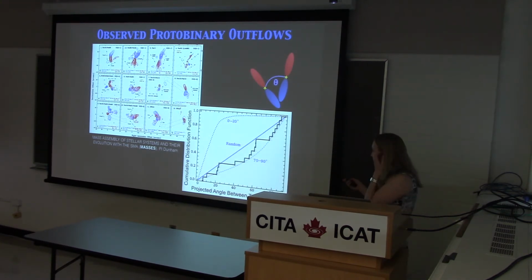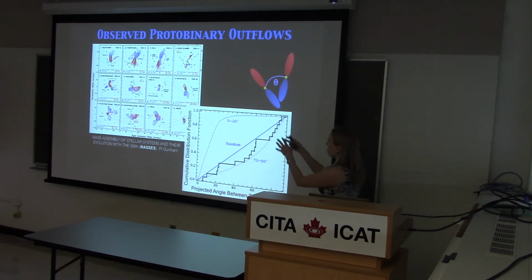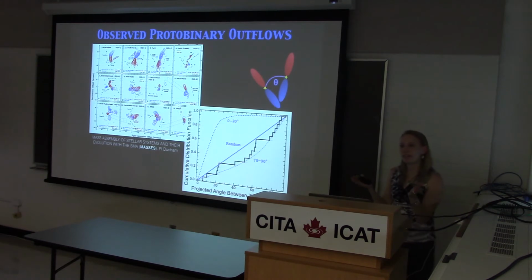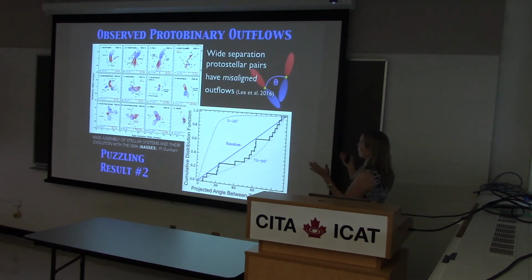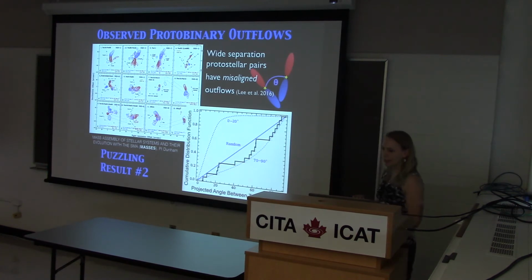So this is puzzling result number 2. These are pairs that are formed within the same core with separations of maybe a few thousand AU, and yet they don't seem to know about one another. They seem to have outflows that are misaligned. So puzzling result number 2: these wide separation pairs have misaligned outflows.